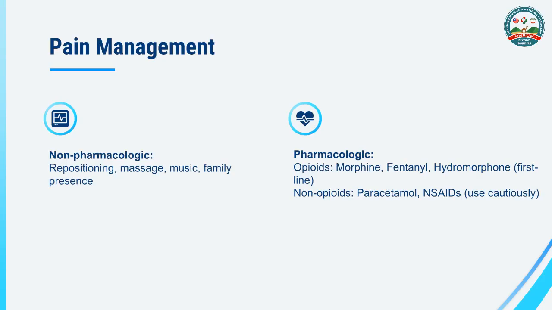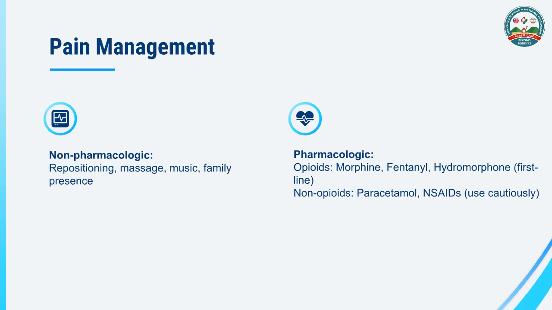Now that we've understood the goals of pain control, let's talk about how we can manage pain effectively in the ICU. Pain management includes both non-pharmacologic and pharmacologic approaches. Let's start with the non-pharmacologic methods. Simple nursing actions can make a big difference, such as repositioning the patient, gentle massage, playing soothing music, or simply allowing family presence at the bedside. These comfort measures can greatly reduce stress and anxiety for the patient.